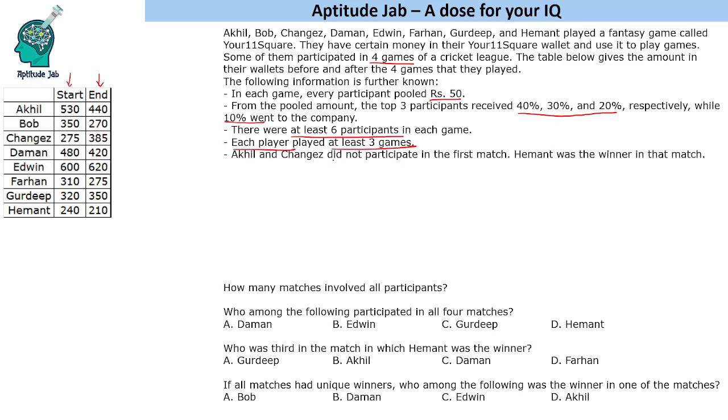and Akhil and Changes did not participate in the first match. Hemant was the winner in that match. Now, the very first thing that we will have to find out, using this data, is how much money is lost.